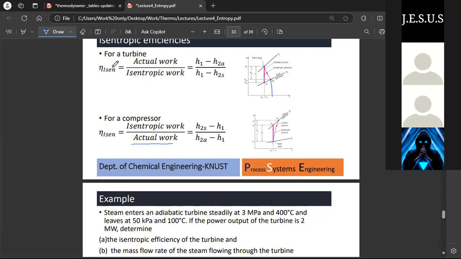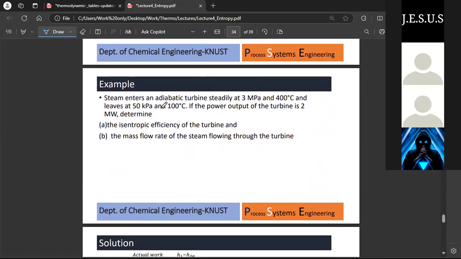So just take note of these formulas. For a turbine, isentropic efficiency is the actual work over the isentropic work. And for a compressor, the isentropic efficiency is the isentropic work over the actual work. So we have an example here. Steam enters an adiabatic turbine steadily at 3 megapascal and 400 degrees Celsius, and then it leaves at 500 kilopascal and 100 degrees Celsius. If the power output of the turbine is 2 megawatts, determine the isentropic efficiency of the turbine.